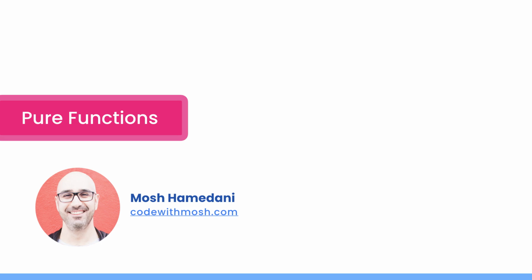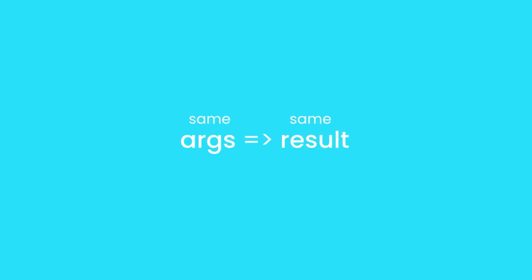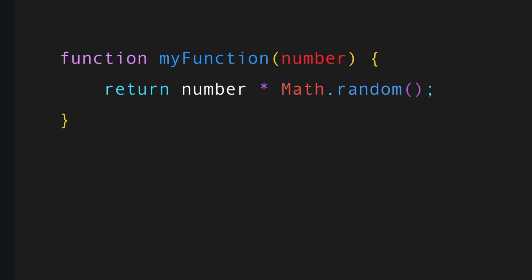Another important concept in functional programming is pure functions. We say a function is pure if every time we call it and give it the same arguments, it always returns the same result. Let's look at a few examples. Look at this function. Do you think this function is pure or not?